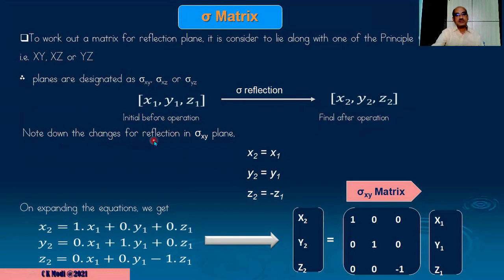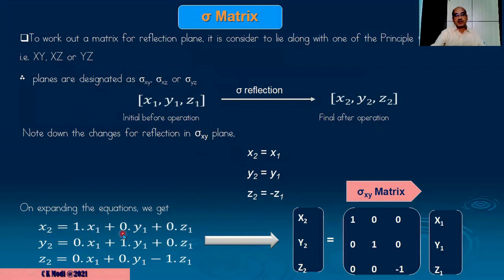Now note down the changes for reflection in the sigma xy plane. Among these three, xy, xz, and yz, if we consider the sigma xy plane, what are my final coordinates? x2 becomes x1, y2 becomes y1, but z2 is equal to minus z1, because this plane is situated in xy. So the x and y coordinates are situated in the plane. However, z is perpendicular to that plane, so its final coordinate z2 is equal to minus z1.